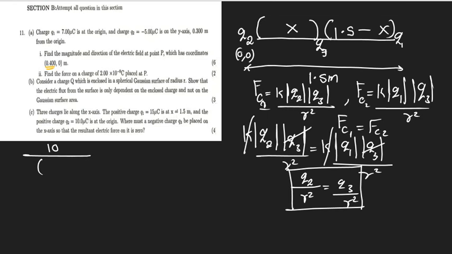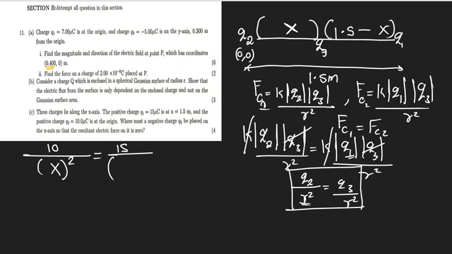What is X? What is R2? The distance here was X. So I'm going to put my X to the power 2. How about Q1? We have been told that it was 15 coulomb, so I will get my 15 directly.